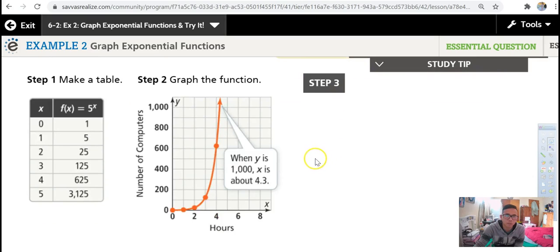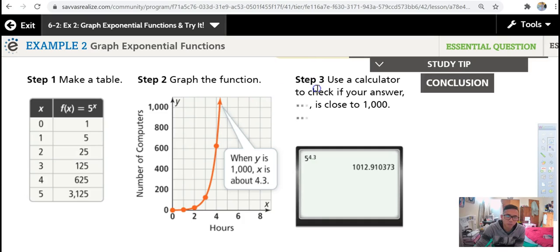So if you graph the function, you can see here that when y is 1,000, that is by estimation only, it's about 4.3 or 4.5. So let's take a look at that. So about 4.3 hours. In step 3, you can use your calculator and put 5 raised to 4.3. That is around 1,012, which is close to 1,000.